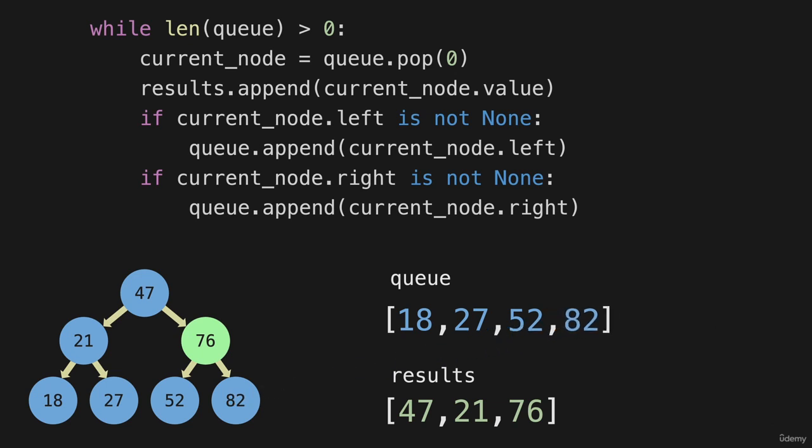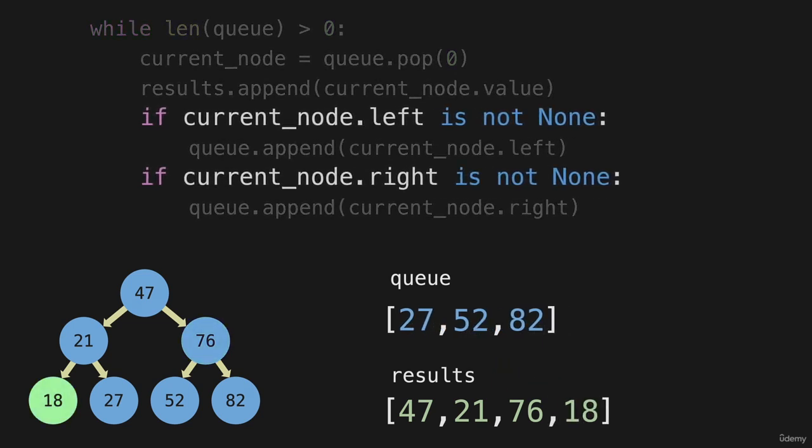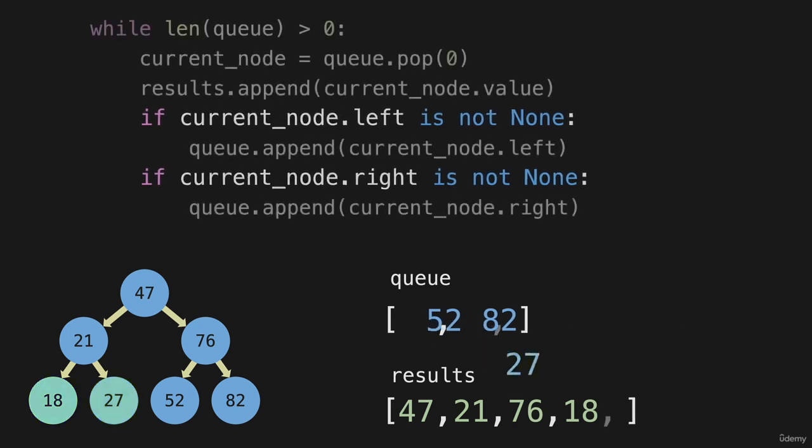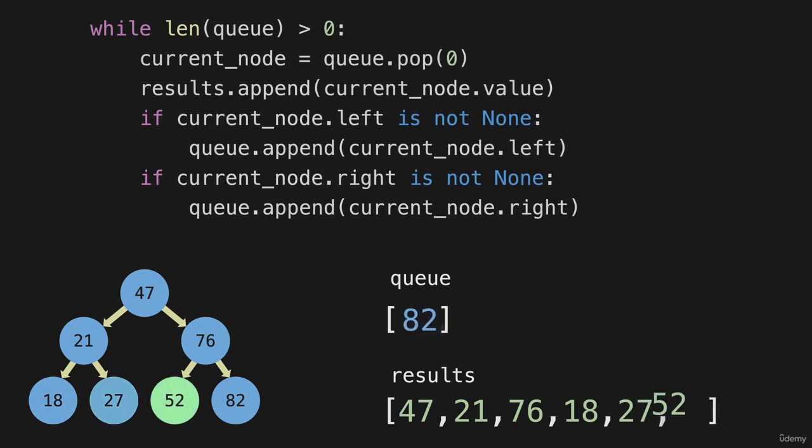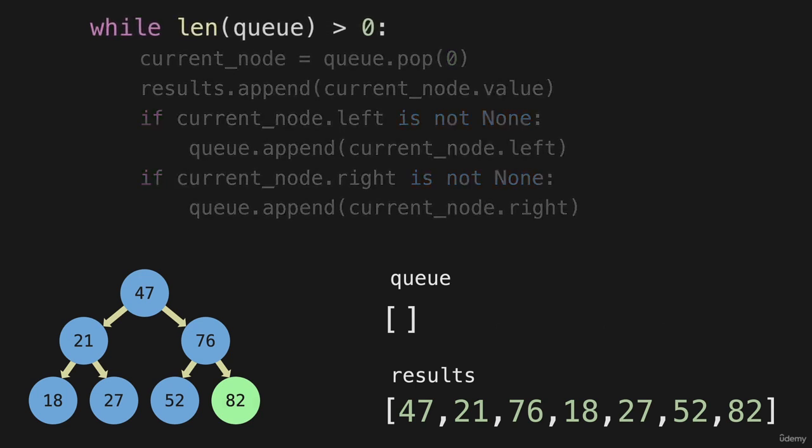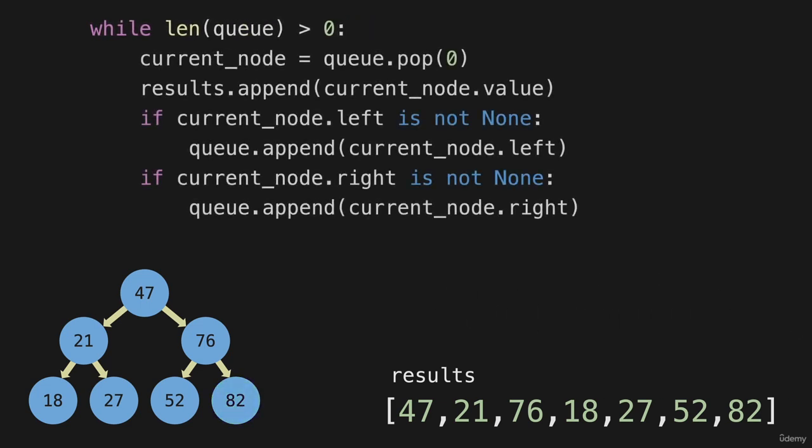Now we run the while loop again, and now we have the 18. The 18 doesn't have anything on the left or on the right. Same is true for the 27 and the 52 and the 82. So now our queue is empty, and we were only running the while loop while the queue had a length greater than 0. So we're done with the while loop. The only thing left to do is return that results list.